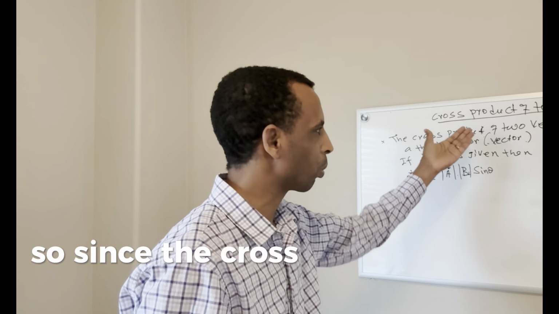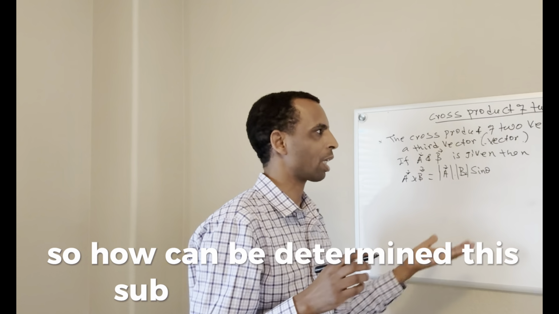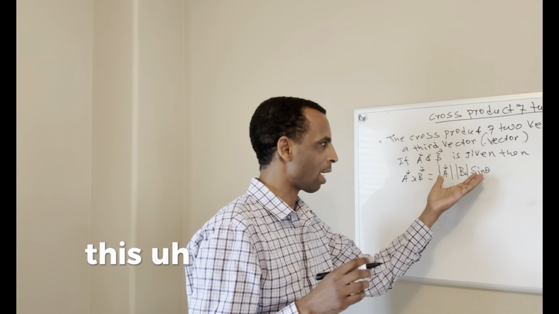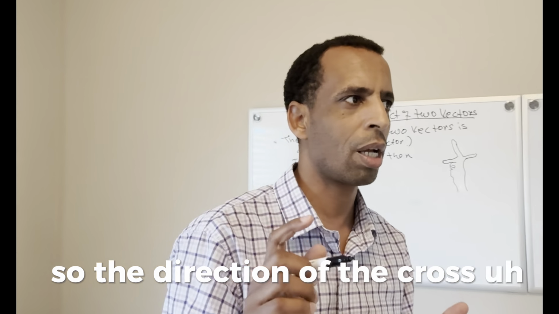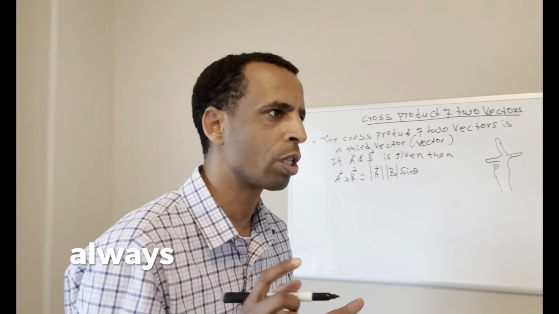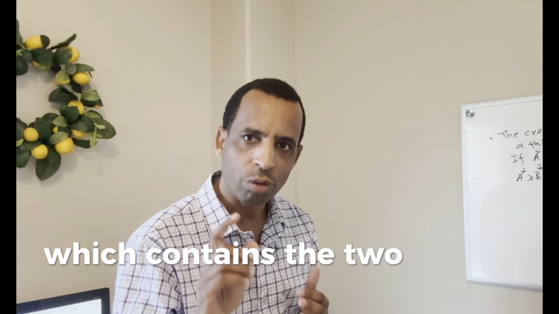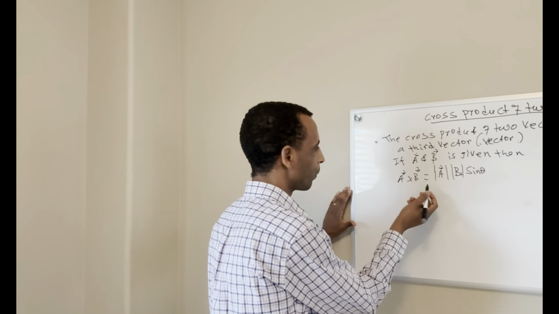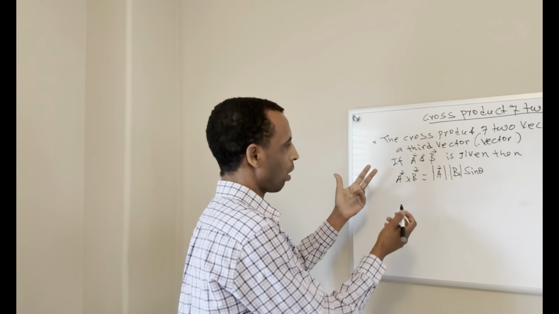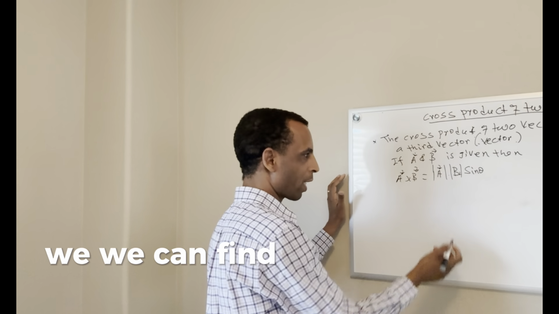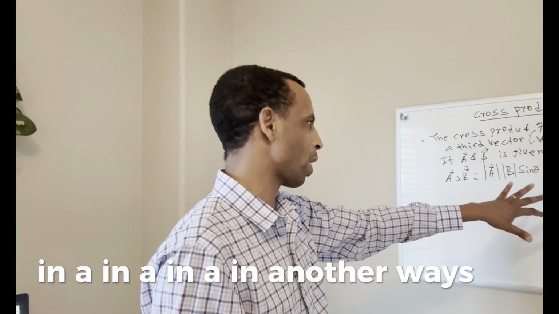Since the cross product of two vectors is a vector, how can we determine its direction? The direction of the cross product of two vectors is always perpendicular to the plane which contains the two vectors. We can find the direction of this vector in another way.